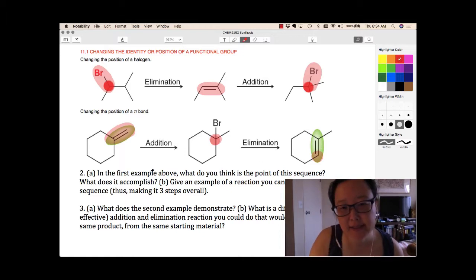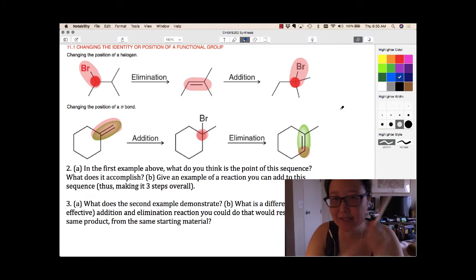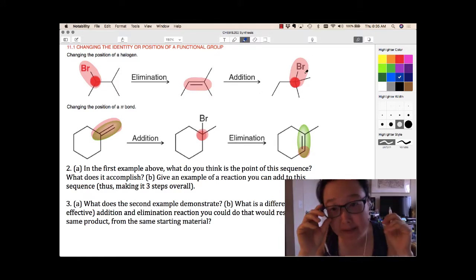So in the first example, the point of that sequence is to move the center of reactivity from one carbon to another. And give an example of a reaction you can add to this sequence. So something I'm thinking is, how do we go from here to here and then here to here? And then what do I have after that? So I want to ask you guys, can you see something I can do with this molecule? Are there any reactions we can do on this molecule?